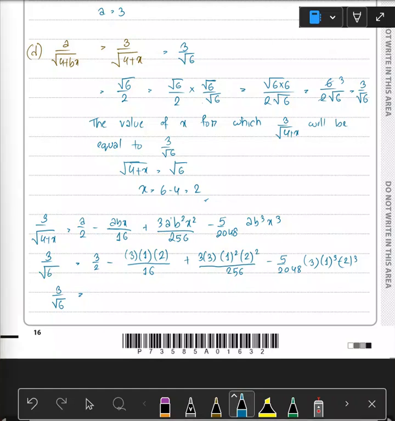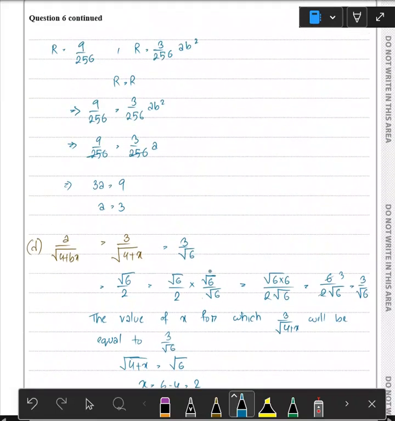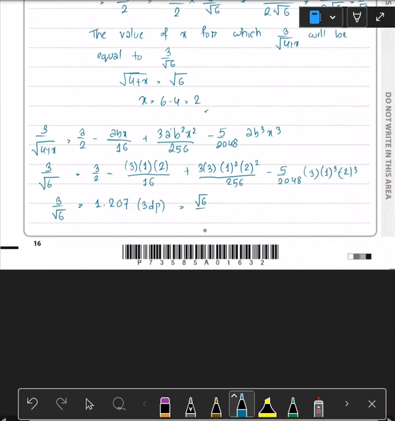If we put all this in the calculator, then you will get a value of 1.207 to 3 decimal places, and this is actually equivalent to what they have asked for, root 6 by 2.